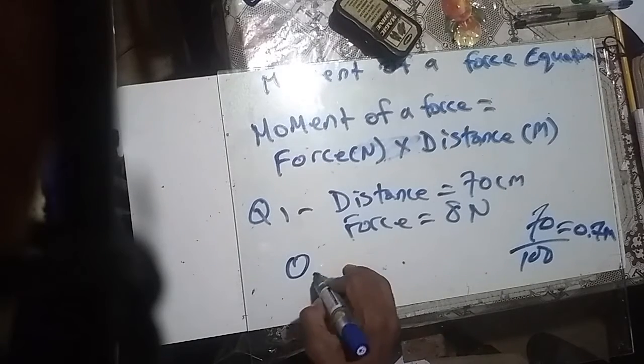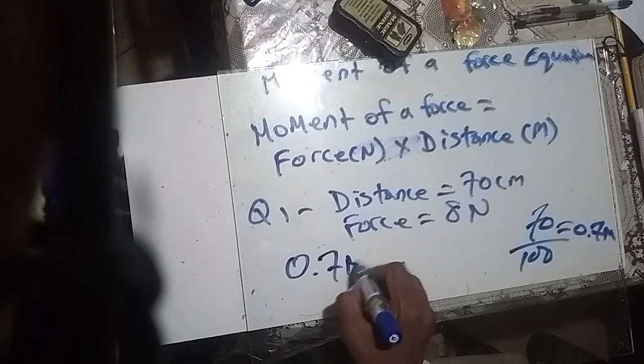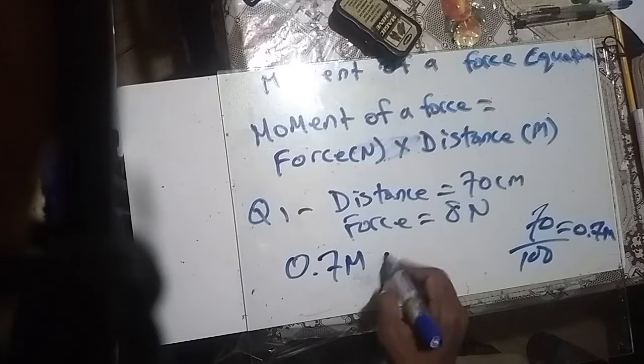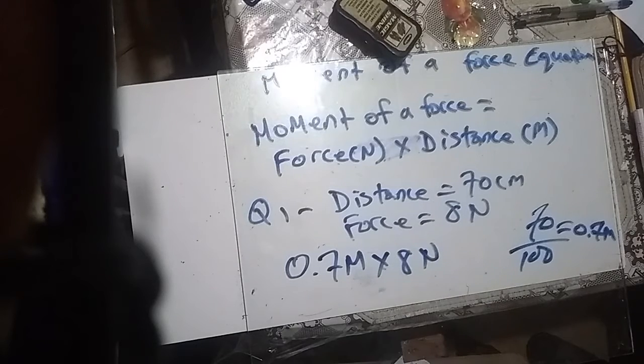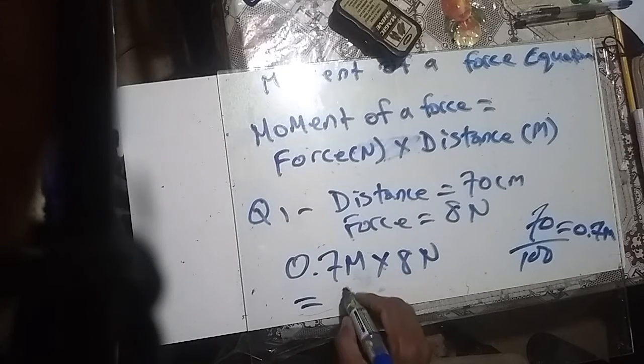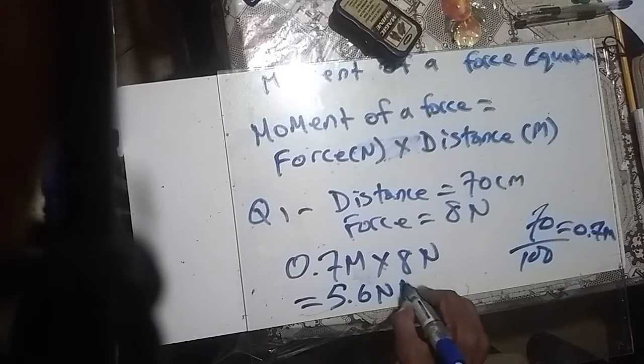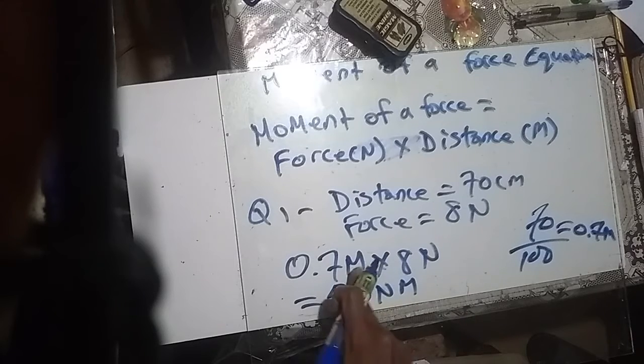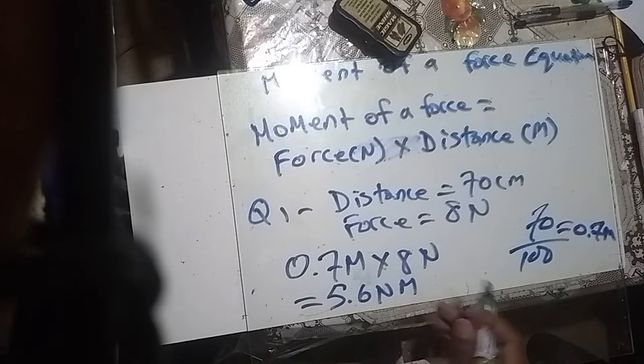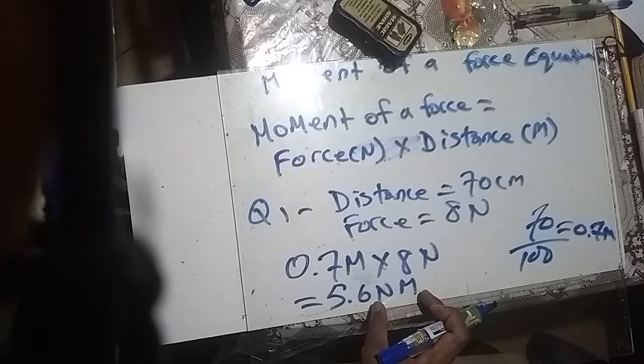Therefore 0.7, and you put in a unit, meter, times 8 Newton is equal to 5.6 Newton meter. Right. So the reason why the meters and the newtons cannot cancel out is because they are different. Therefore, you're multiplying their magnitudes, so you end up with the Newton meter.